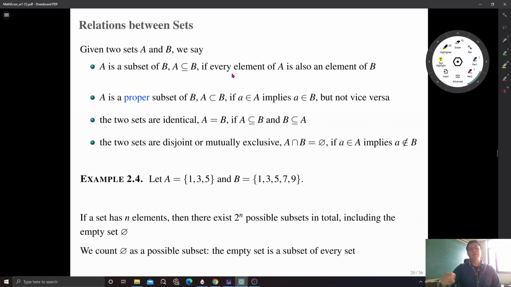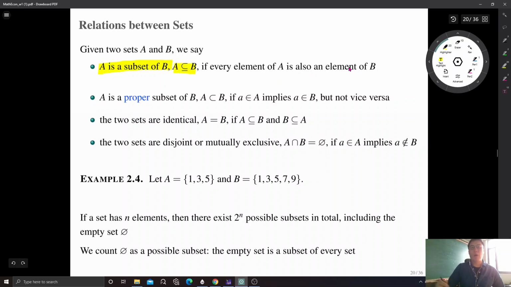Given two sets A and B, we say A is a subset of B, and we write it this way. So set B includes all elements in set A. Simply, B includes A. In other words, A is a subset of B, if every element of A is also an element of set B.